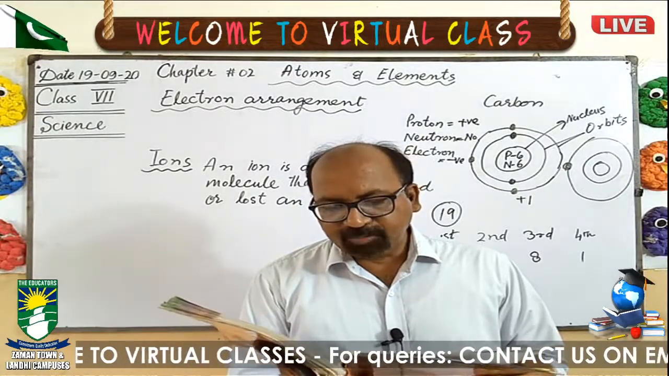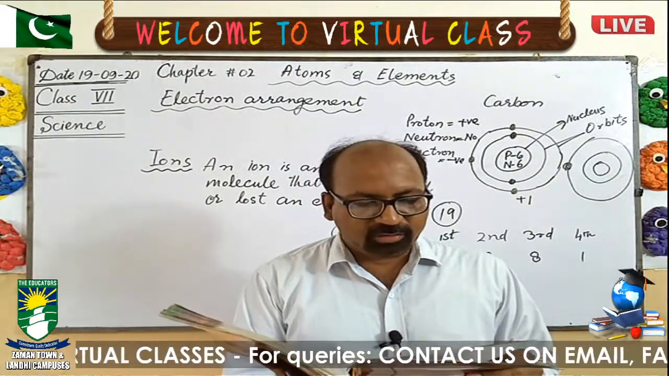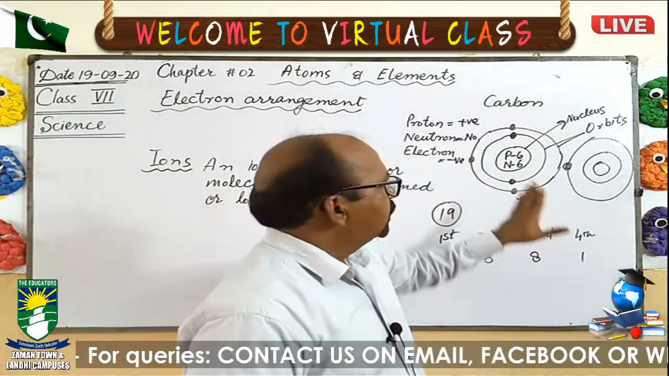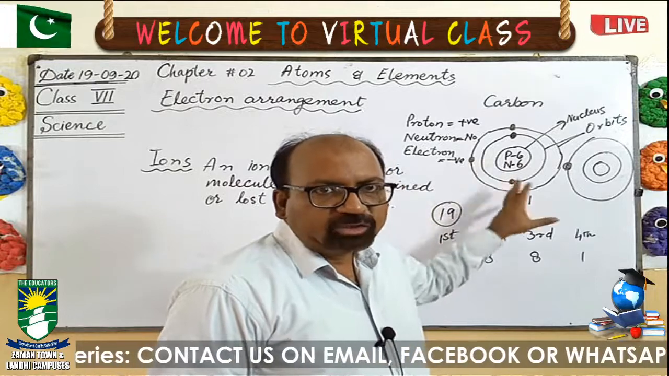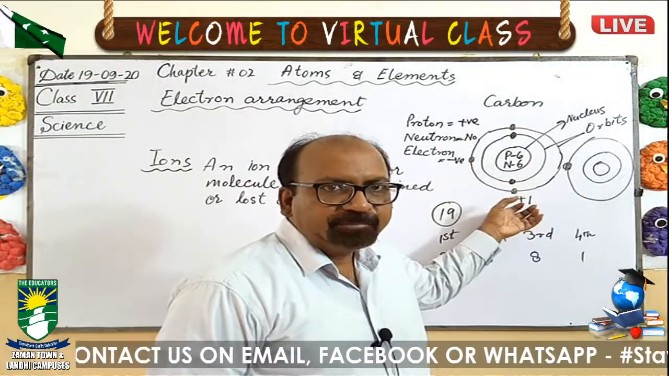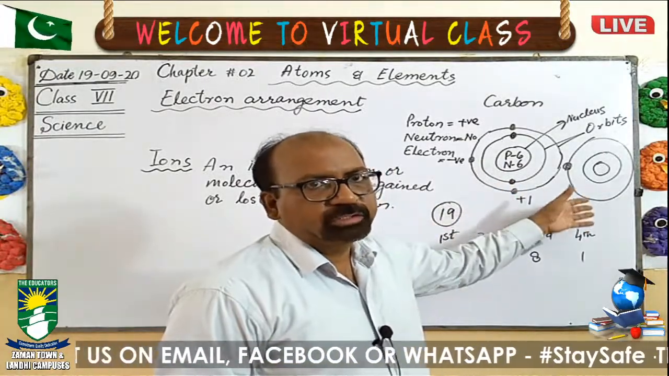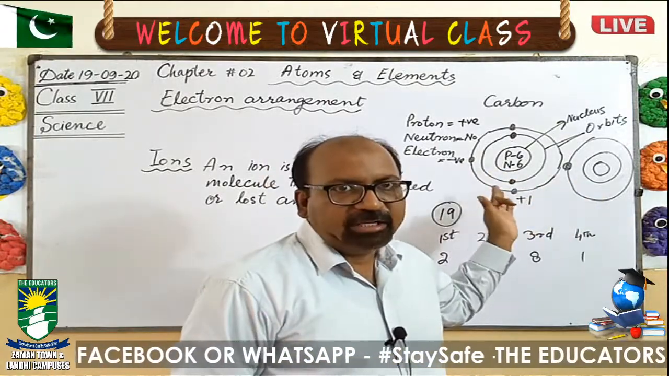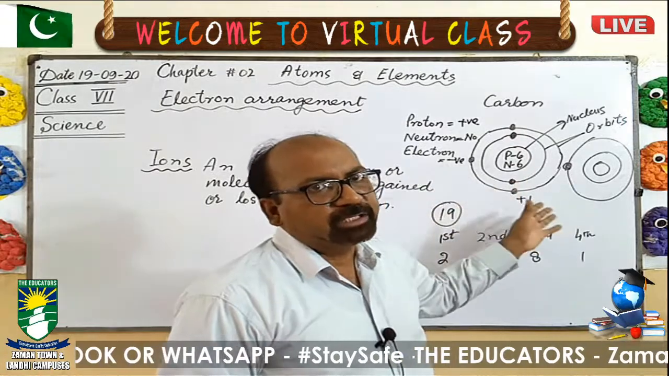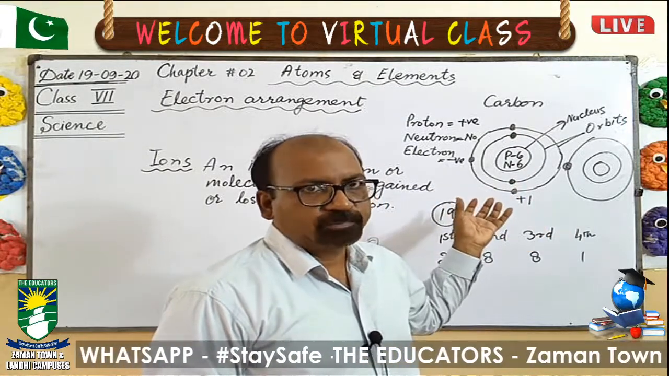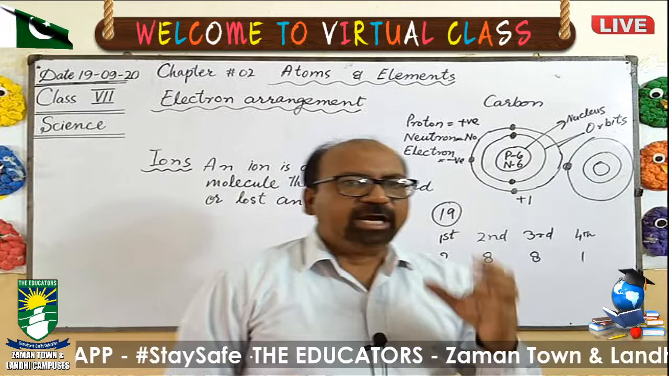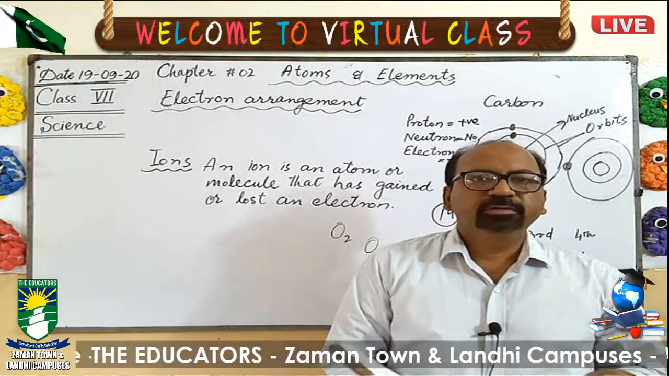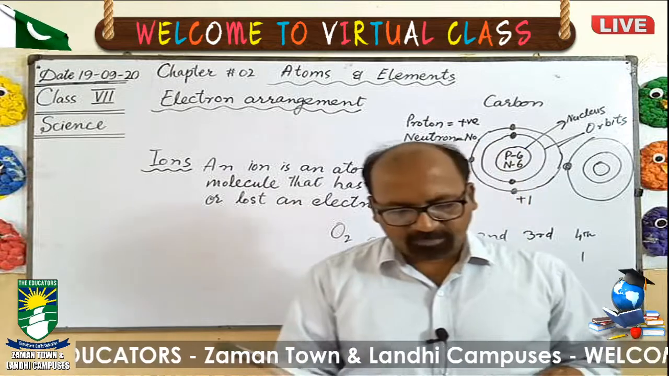When an atom loses or gains an electron, stability occurs. I have told you that to complete the last orbit, they gain or sometimes lose electrons. So in this way, when they complete the last shell, definitely the stability of the atom becomes more. So when ions are produced, the stability of atoms becomes more powerful.